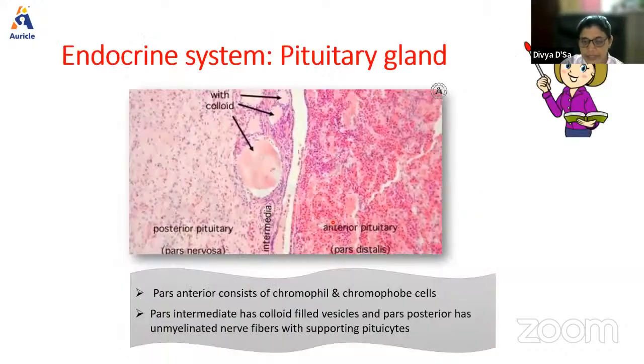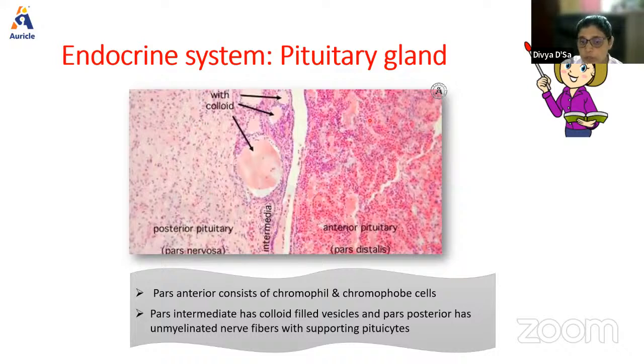So the pituitary gland here will have the anterior pituitary and the posterior pituitary. This is the intermediate pituitary with the colloid. And the cleft we saw was that of the infundibulum. So anterior pituitary, I already told you, we have chromophil and chromophobe cells. Chromophil cells are acidophilic cells and basophilic cells, which we will see. And between that, we will have the sinusoids. The spaces are known as sinusoids.